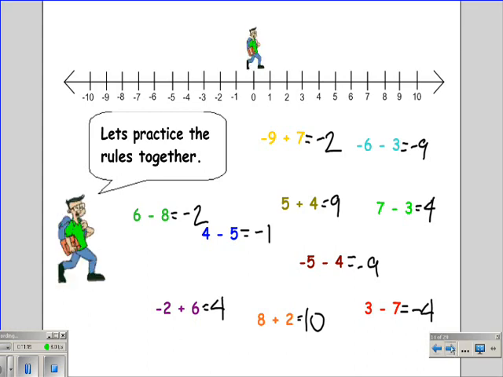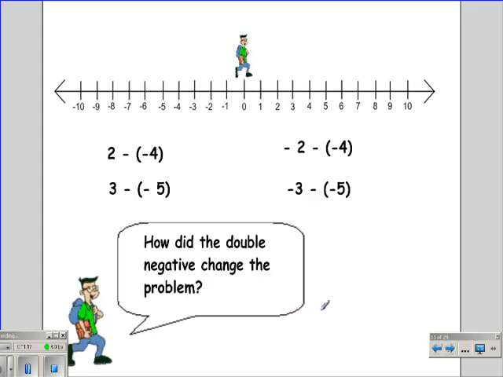Parentheses. First grade. How did the double negative change the problem? So now we're looking at some problems where we're subtracting a negative amount. Once again, I'm going to think of this as the opposite. I always want to go right. I'm doing the opposite, then the opposite again.